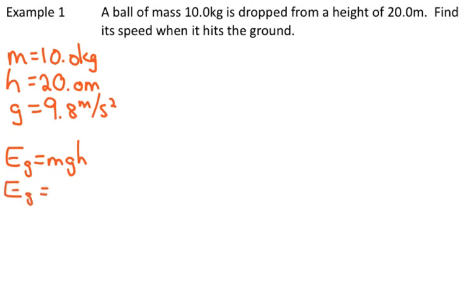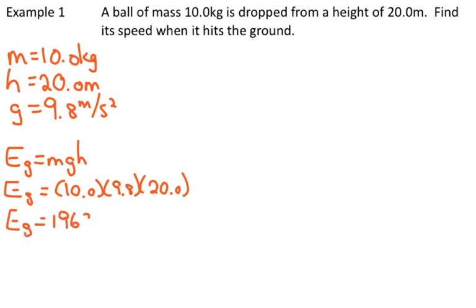We can fill in what we know. m is 10 kgs, g is 9.8 meters per second squared, h is 20.0 meters. And we get that Eg is 1,960 joules. I'm not concerned with sig figs at this point because this is not a final answer. This is just one step along the way.